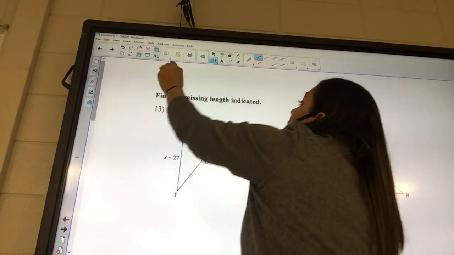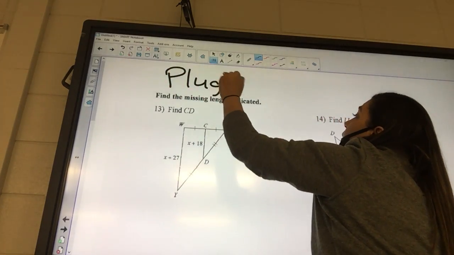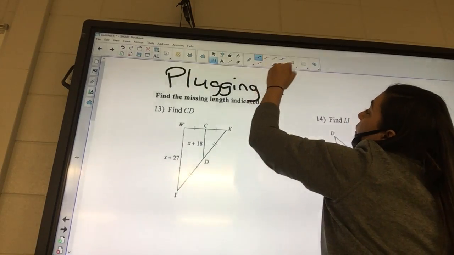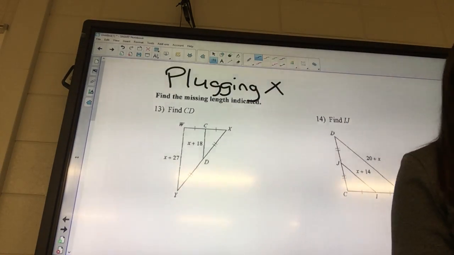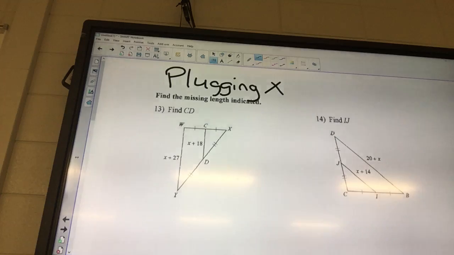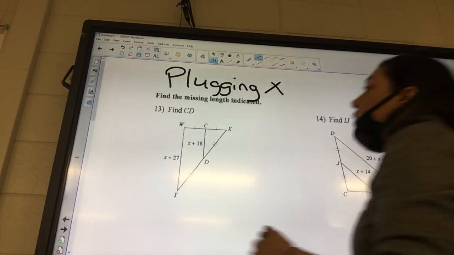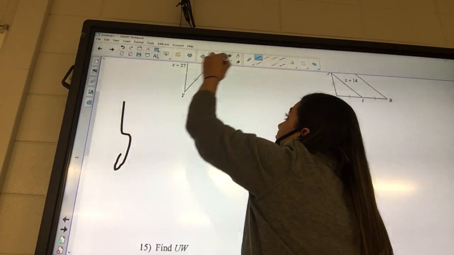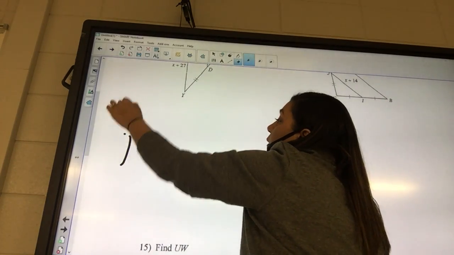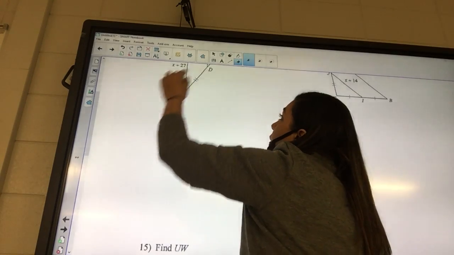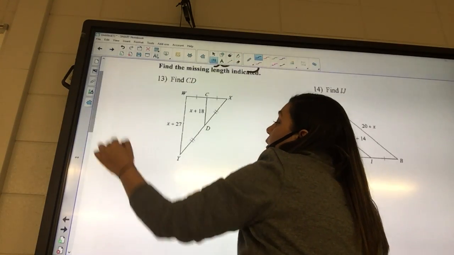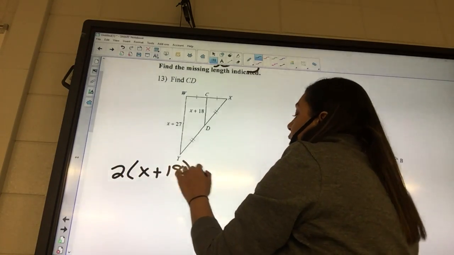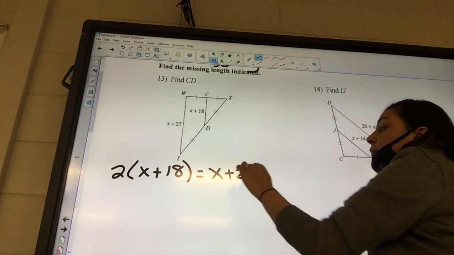Okay, these ones are the plugging in. Okay, so we solve and then we need to plug it back in order for that to work out. So it's still 2 times the small, which is x plus 18, equals the big, which is x plus 27.